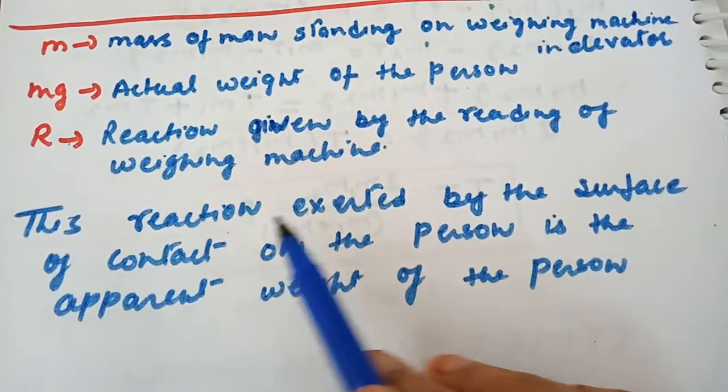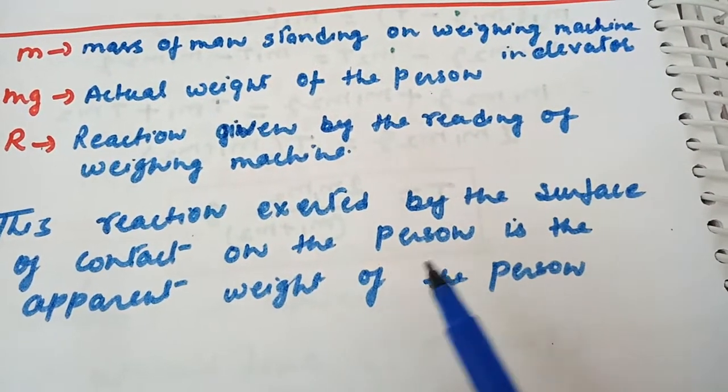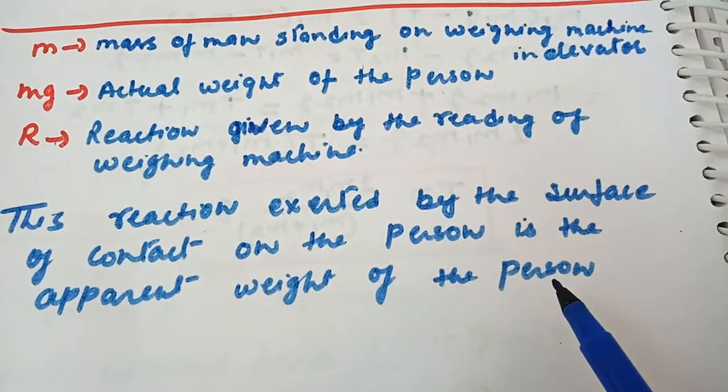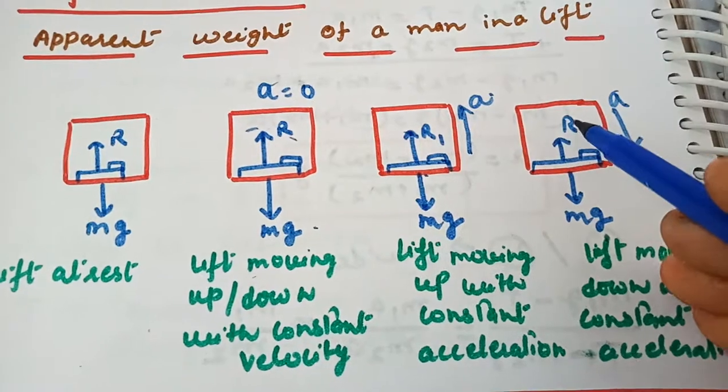Now this reaction exerted by the surface of contact on the person is the apparent weight of the person. So this R gives you the apparent weight of the person.